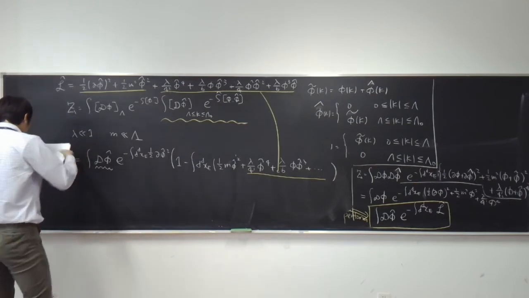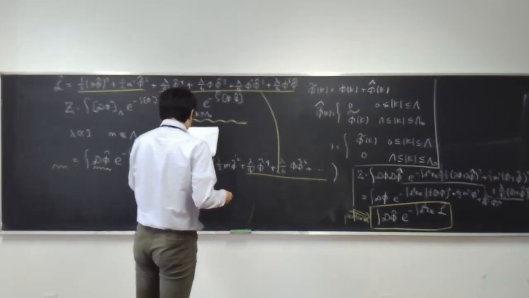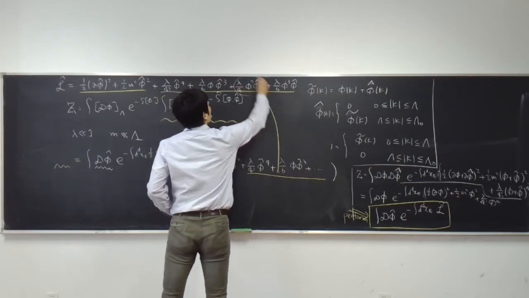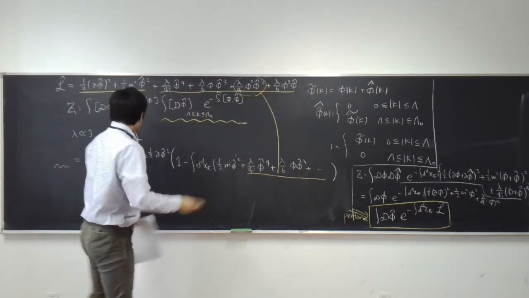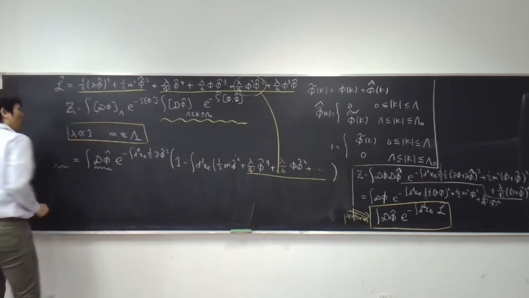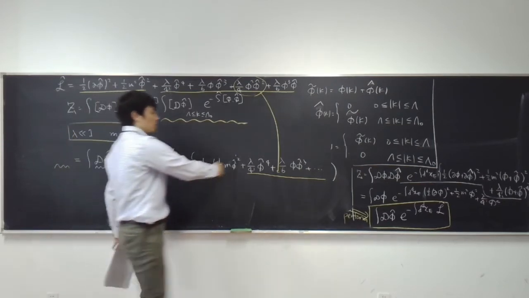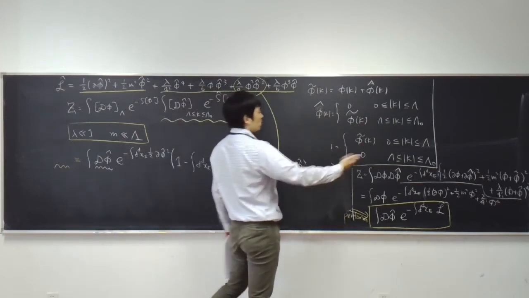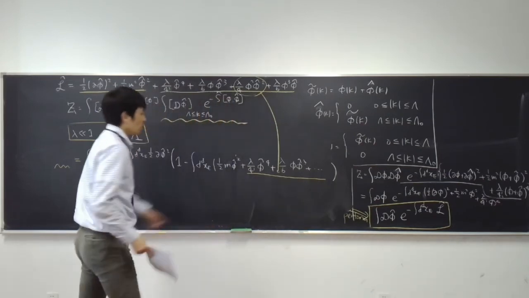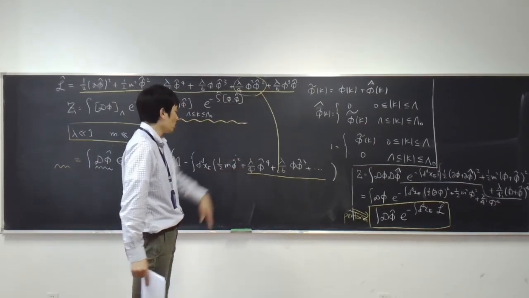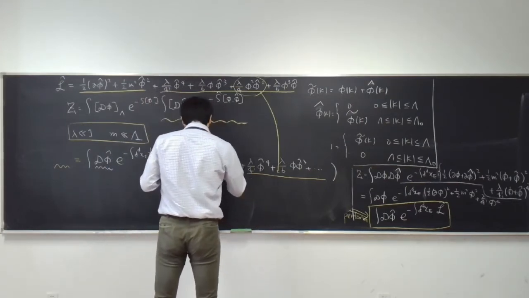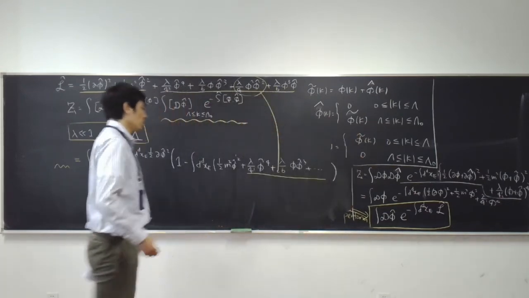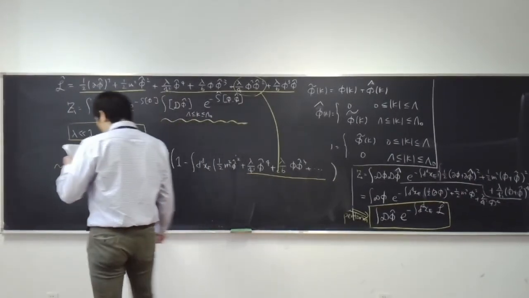To do that, let's first look at a term like this one. As I mentioned, we assume the coupling constant and mass are very small, so if you expand e^{-x} by Taylor expansion, the subleading terms become negligible, because you just have λ², m², m⁴, and so on. So the subleading order becomes less important. So let's first look at the leading order.